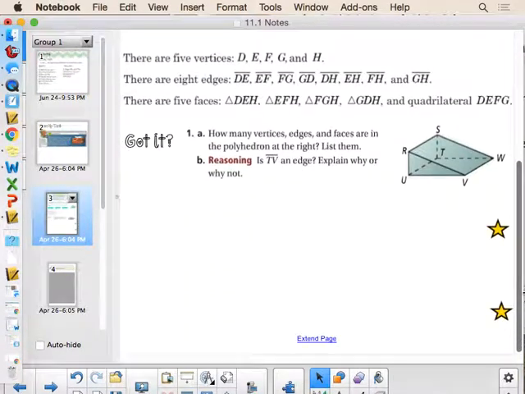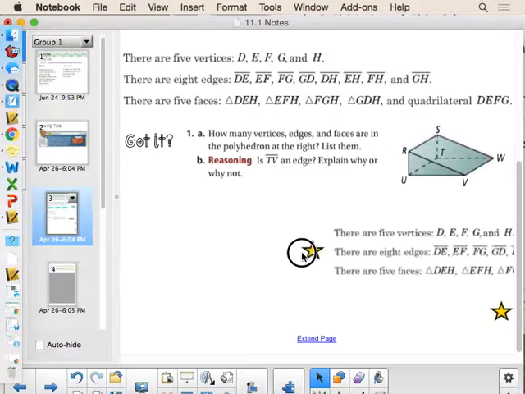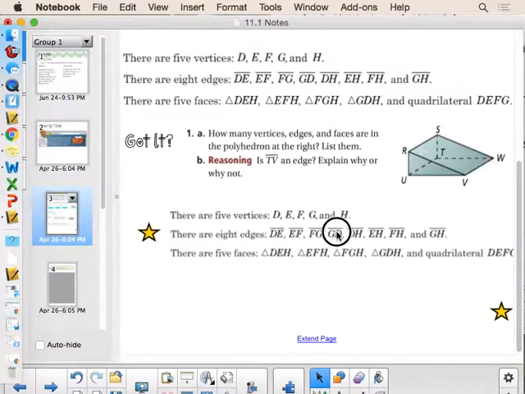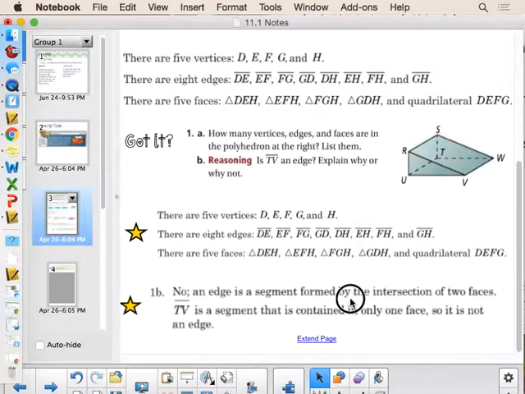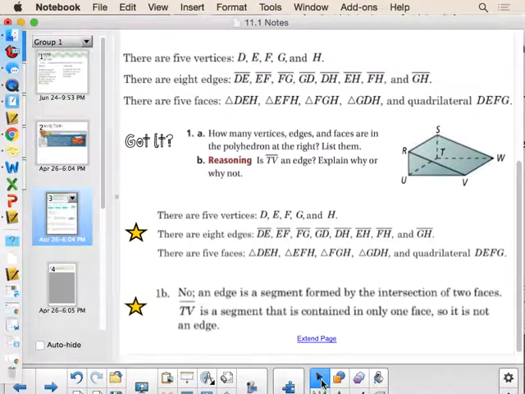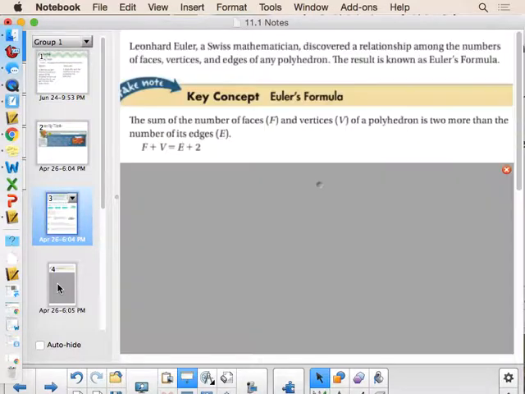All right, here is your Got It. You need to identify how many vertices, edges, and faces there are in this polyhedron to the right, and then list them. And then I also want you to decide: is TV an edge? Explain why or why not. Solutions. Please note the reason why TV is not an edge. Notice that TV is a segment that is contained within one of those faces. It's not the intersection of 2 faces. Therefore, it's not an edge.